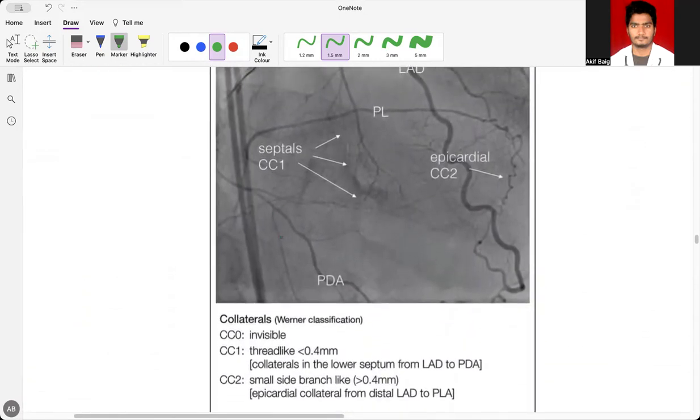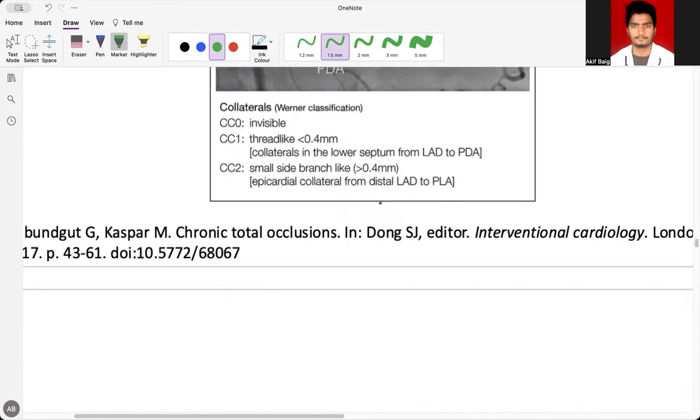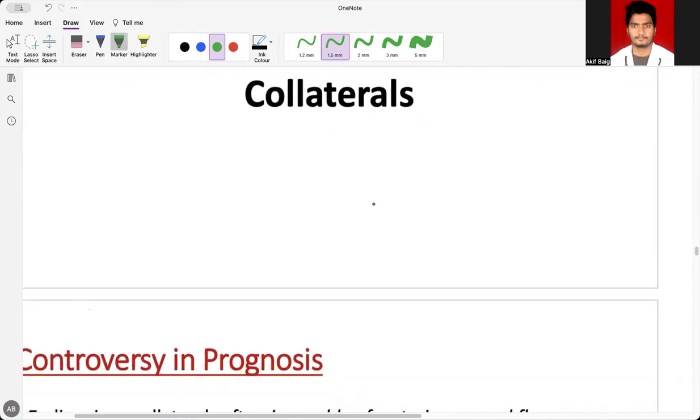So CC1 is almost like invisible. CC2 you can see is thread-like, and CC3 is like a complete vessel. As you can see, this is the CC3 type. So what is the clinical significance?